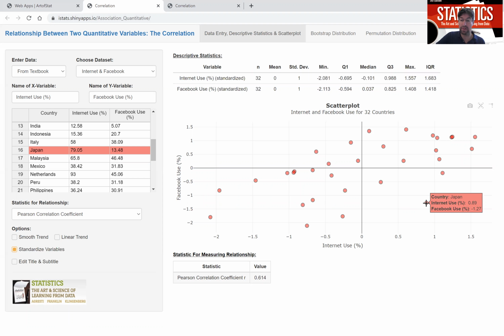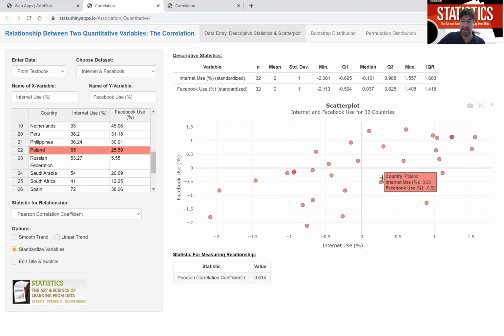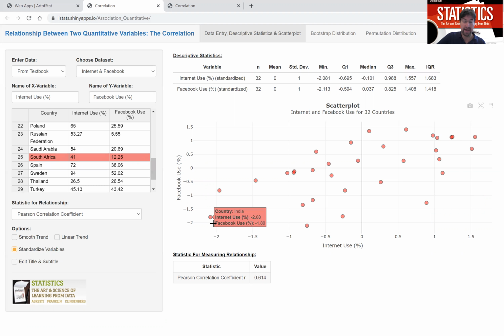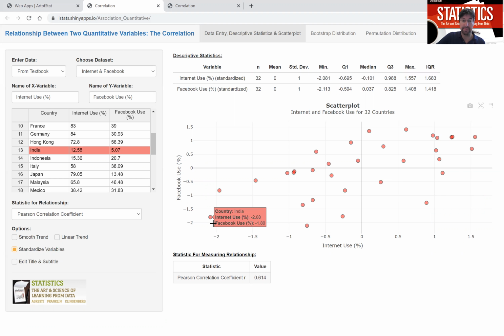Now, to obtain the correlation coefficient, we would take the product of the z-scores. We would multiply 0.89, z sub x, times -1.27, z sub y. That will be one contribution. We'll do this for all the countries we have. You take the sum over all those 32 countries and then divide by n-1. And that will give us the correlation coefficient r of 0.61.